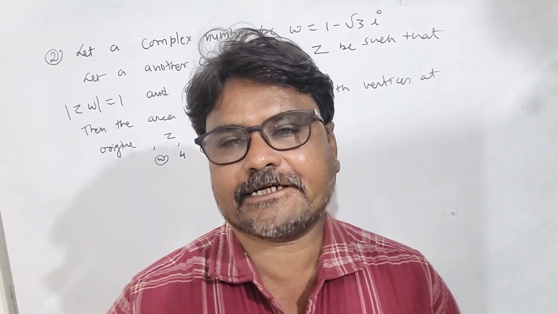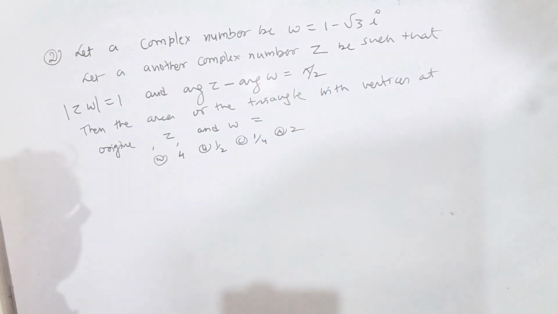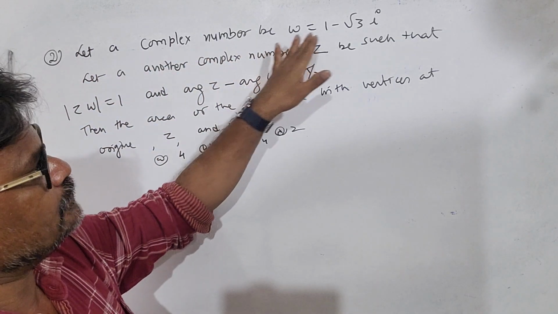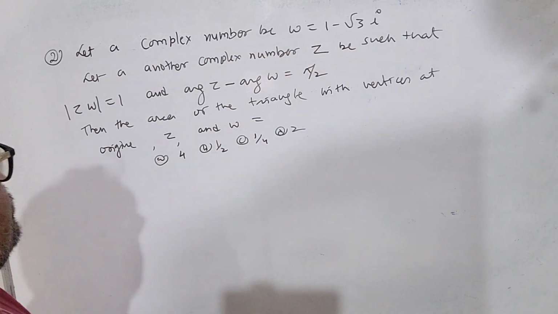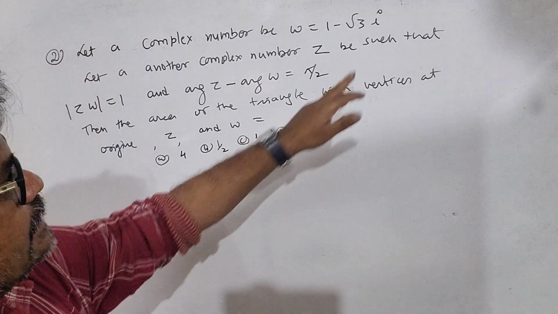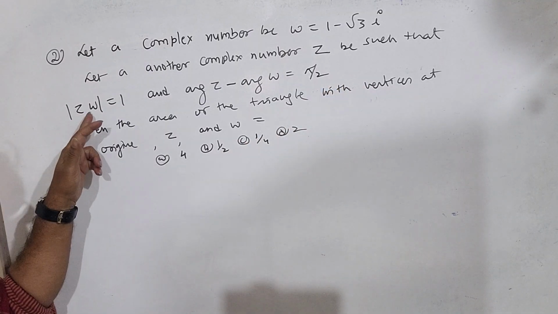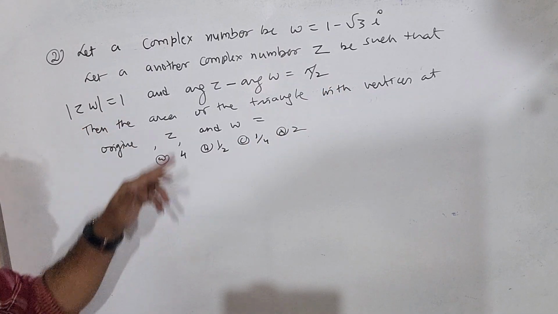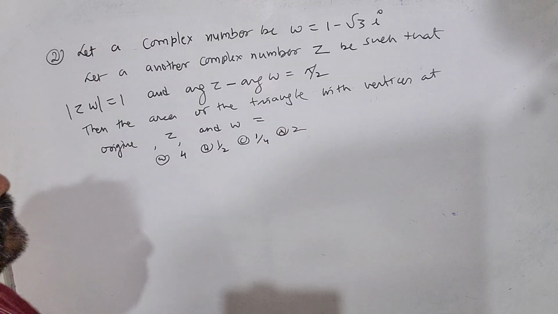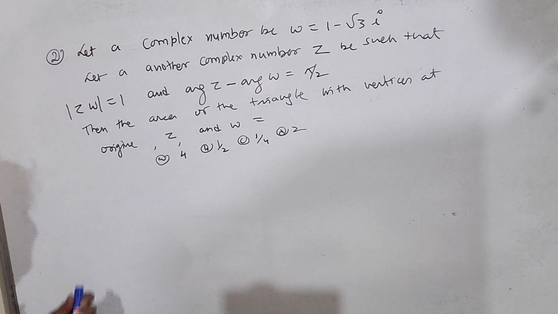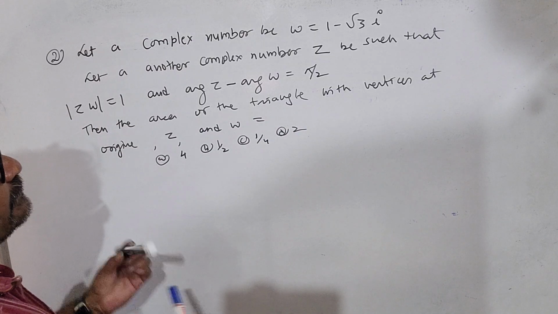Now coming to this second question. What is this second question? Let a complex number w be 1 minus root 3 iota, and let another complex number z be such that modulus of z into w equal to 1, and argument of z minus argument of w equal to pi by 2. So there are three things we are given.